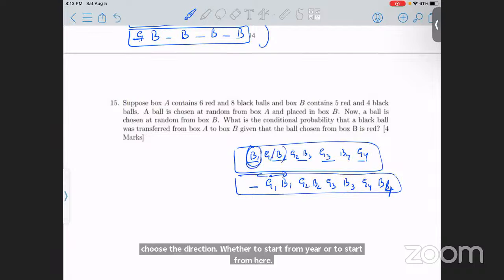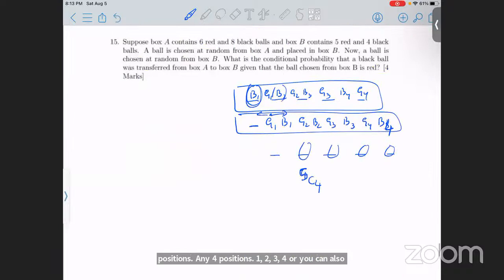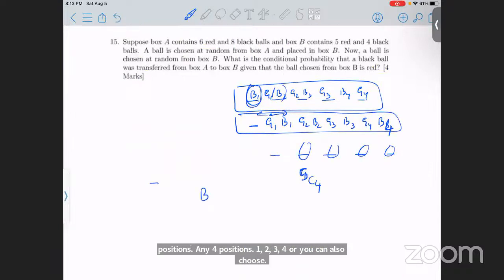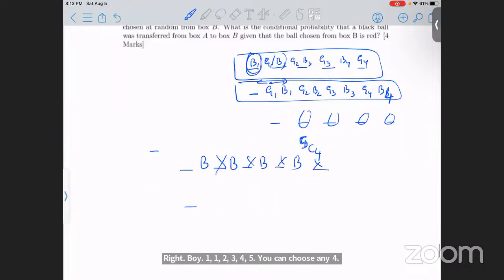Are you getting this? You can choose 5 positions, like 1, 2, 3, 4, 5. Out of 5, you can choose 4 positions. Any 4 positions, 1, 2, 3, 4, or you can also choose boy, boy, boy, boy. You can choose any 4, 1, 2, 3, 4. You can choose this, or you can choose the other 4.